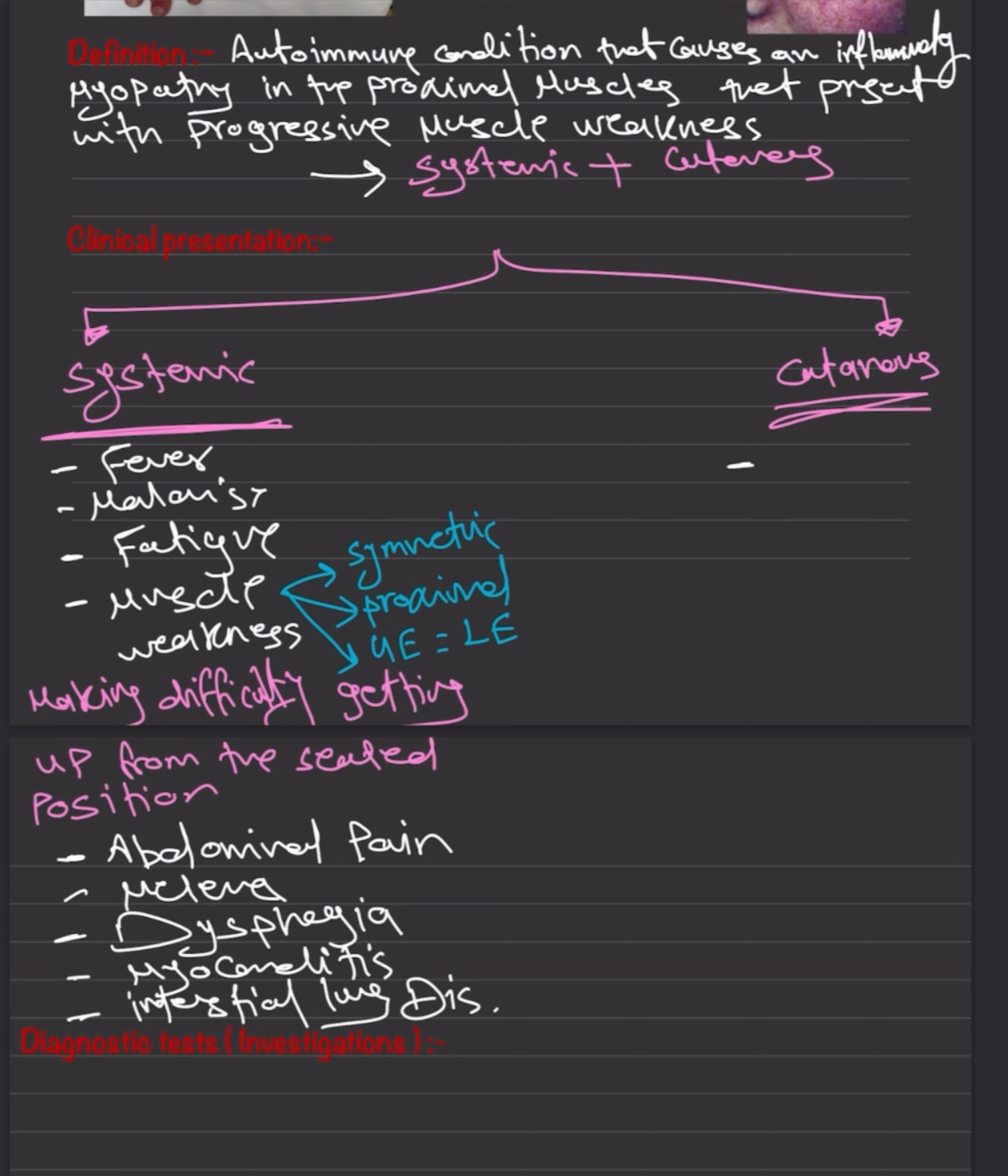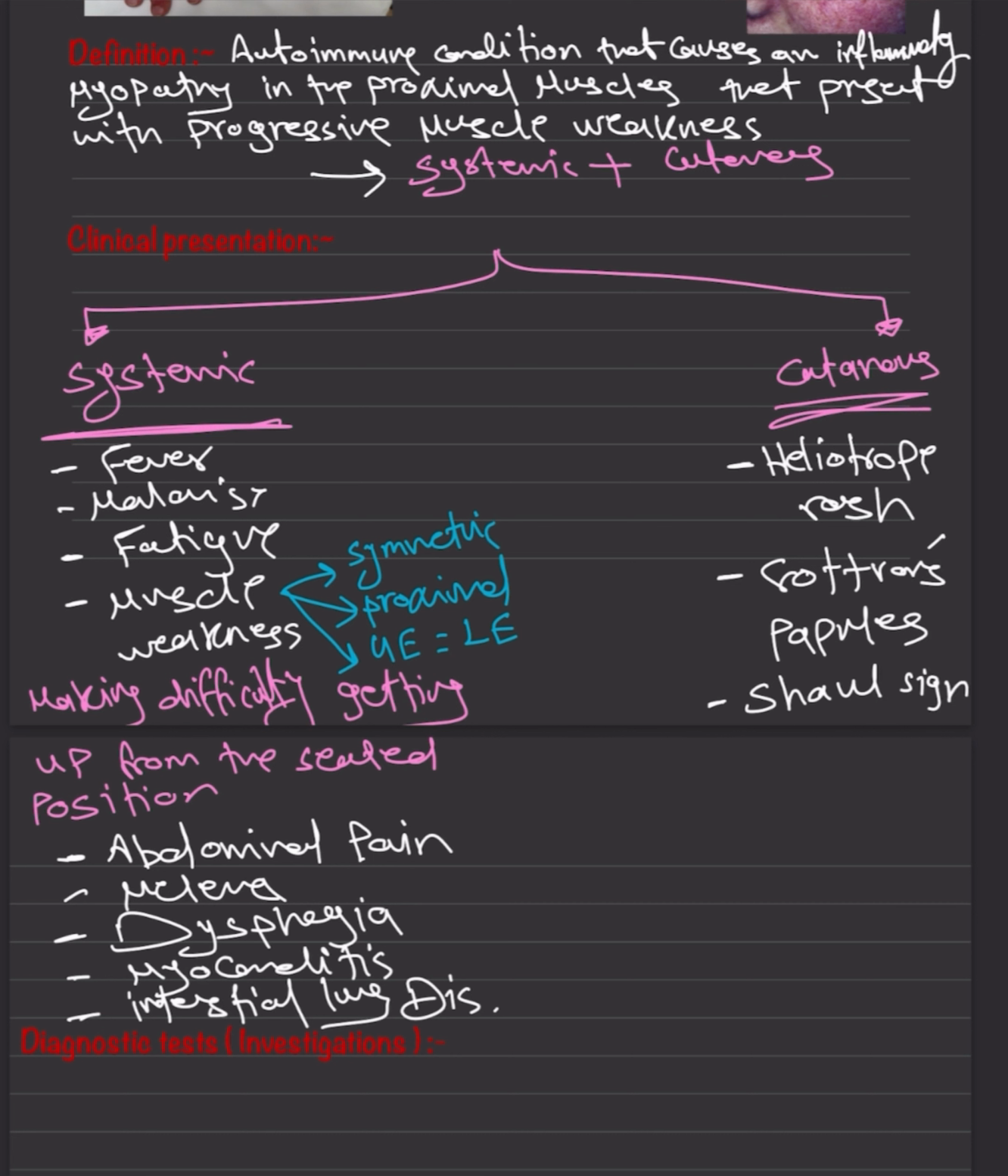Now, what about the cutaneous manifestations? The classic ones are the heliotrope rash, the Gottron papules, and the shawl sign. All are pathognomonic for dermatomyositis and all are violaceous poikiloderma but over various regions of the body.